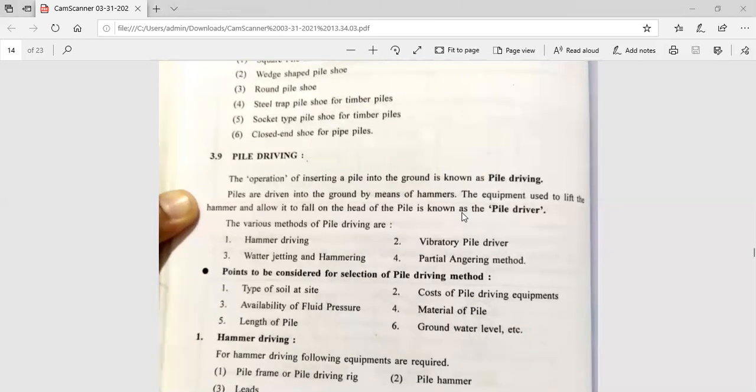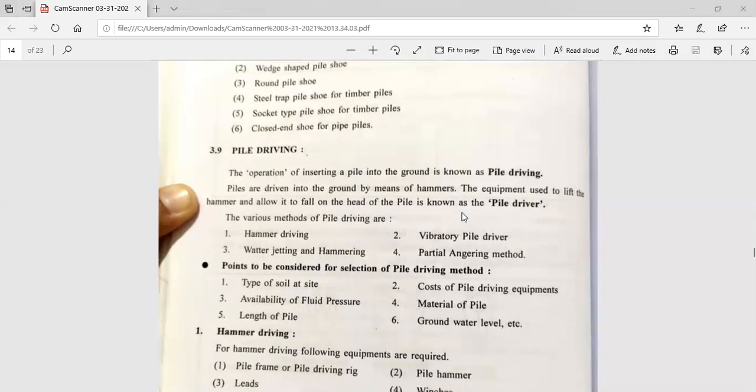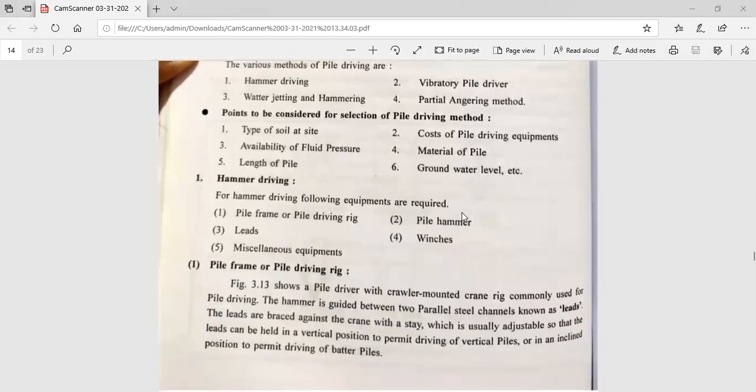The first one is hammer driving. Next is the vibratory pile driver, or water jetting and hammering, and the partial augering method, right? There are some basic points considered for the selection of a pile driving method. First, the different types of soil at the site, the cost of pile driving equipment, availability of fluid pressure, materials of pile, length of pile, and the groundwater level.